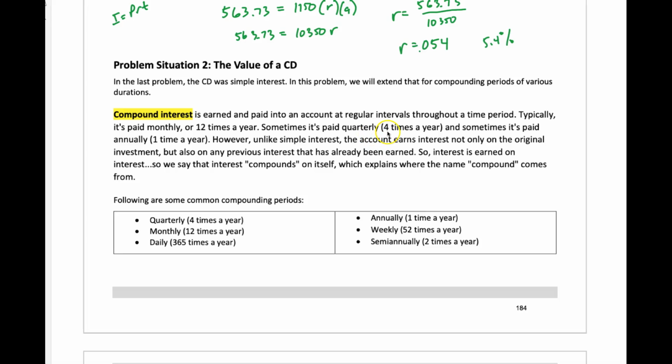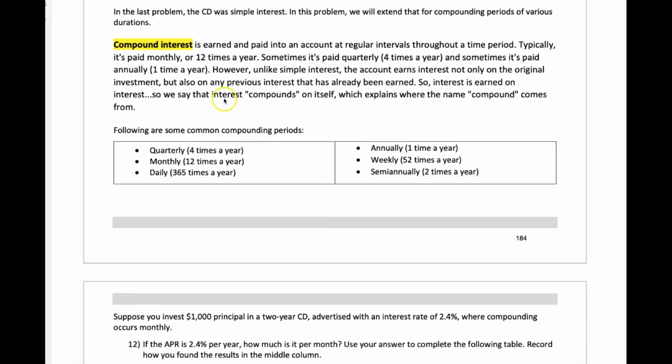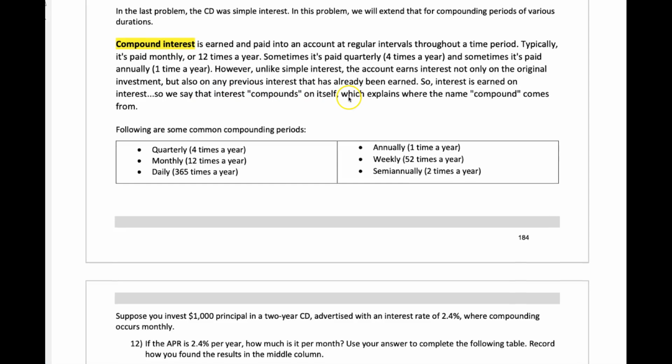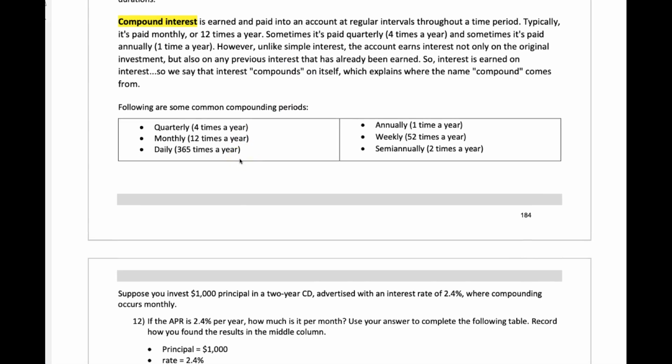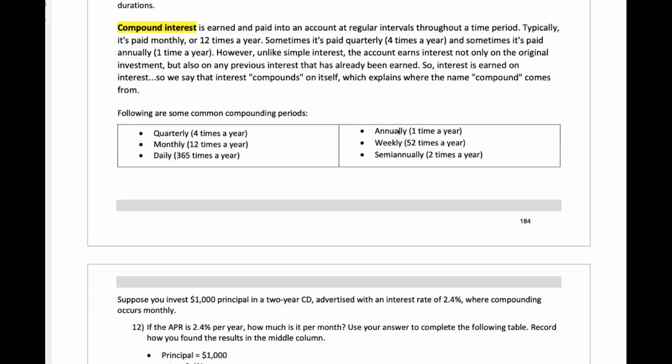For the next part of lesson 4.5, we look at another idea of interest, but this time it's called compound interest. Compound interest is this idea that you're compounding the money on itself, meaning that instead of compounding once a year, we can do it 4 times, 12 times, daily, weekly. And what comes with that is a different equation.